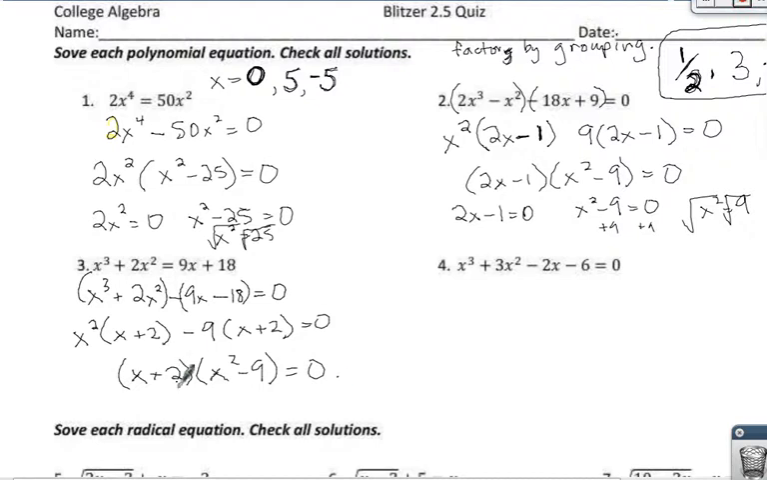Okay, and cutting all these things short, we're going to have a -2 solution from the first set of factors, and this is going to give you once again a +3 and a -3, just like it did a minute before.